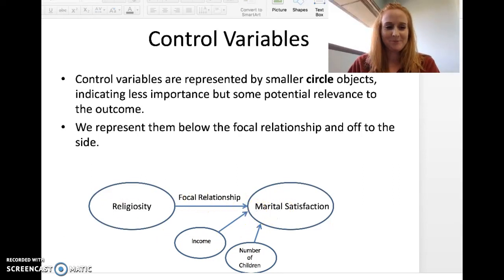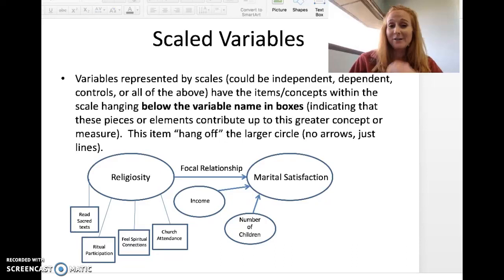If you're going to build a scale, and some of you will do this, it's not required for class, but it depends on what you want to measure. A scale could be any number of things. Anytime you take multiple variables and you shove them together to all measure something bigger, that's building a scale. A variable represented by a scale could be an independent variable, a dependent, or a control, or all the above. You could have scales all over the place.